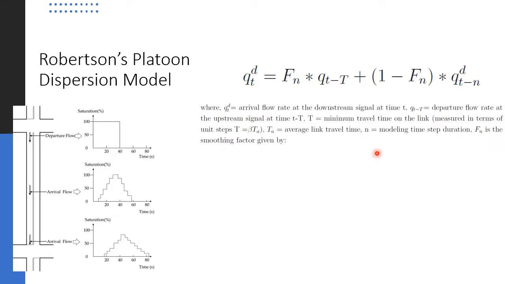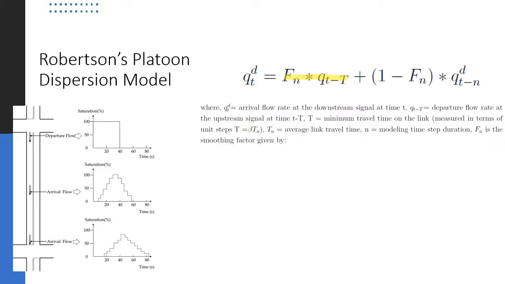And what is N? N is the modeling time step duration. I told you there are two terms. The first term gives you an idea about the profile of the departure at the upstream intersection. That is given by the first part. And there is again the second term. So what is the second term?